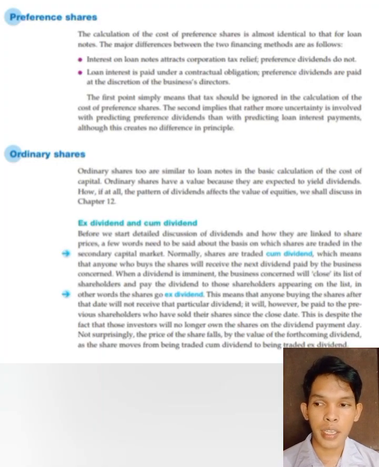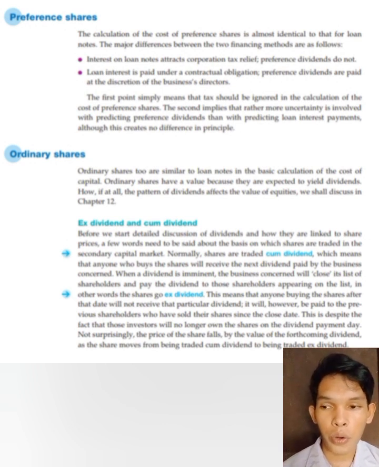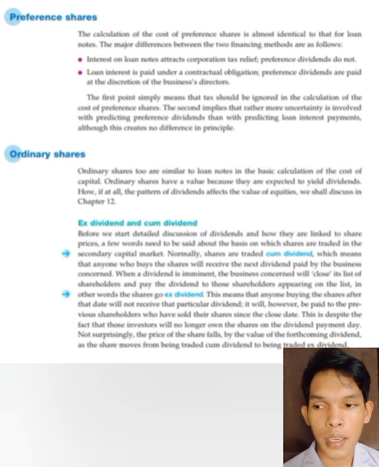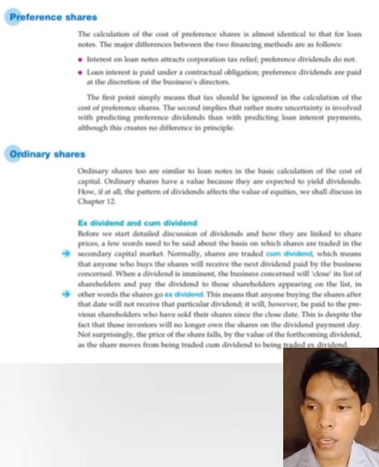Preference shares. The calculation of the cost of preference shares is almost identical to that for loan notes. The numeric differences between the two financing methods are as follows. Interest on loan notes attracts corporation tax relief. Preference dividends do not. Loan interest is paid under a contractual obligation. Preference dividends are paid at the discretion of the business directors.